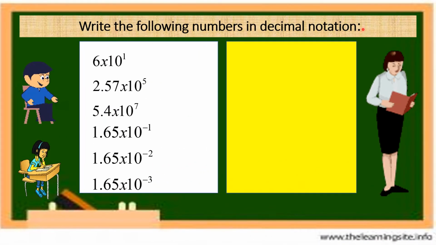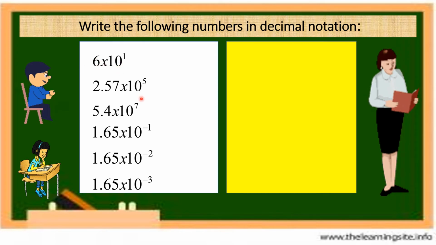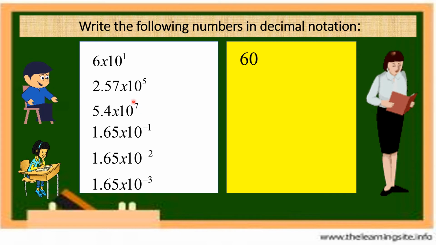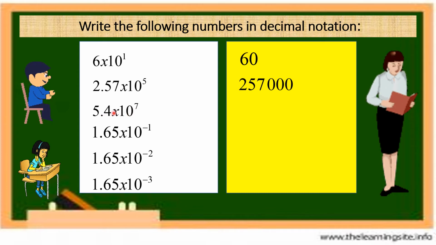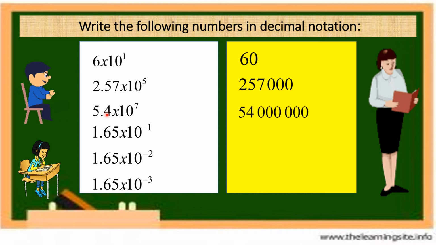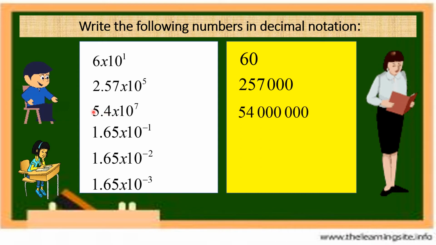Write the following numbers in decimal notation. 6 times 10 raised to 1, the answer is 60. 2.57 times 10 raised to the 5th, we have already 2 here. We need 3 zeros. 257,000. So we have 5.4 times 10 raised to the 7, we have already 1. We need 6 zeros. So we have 54 million.